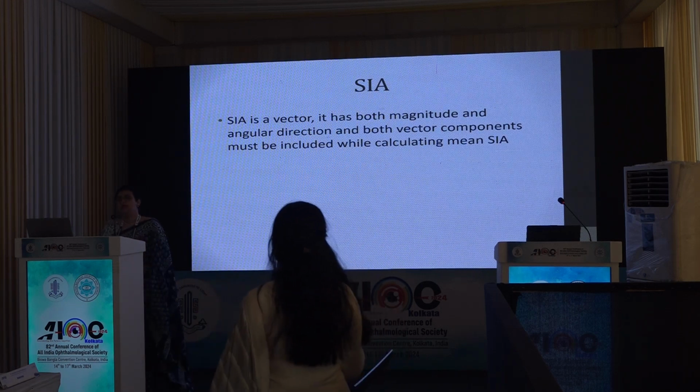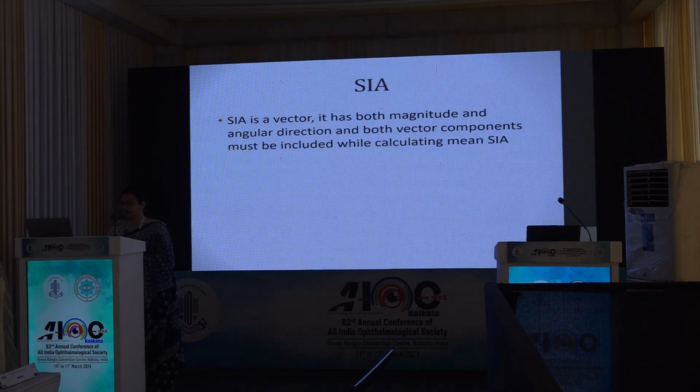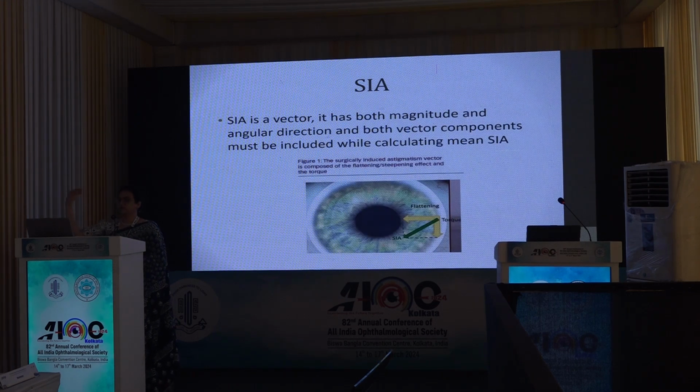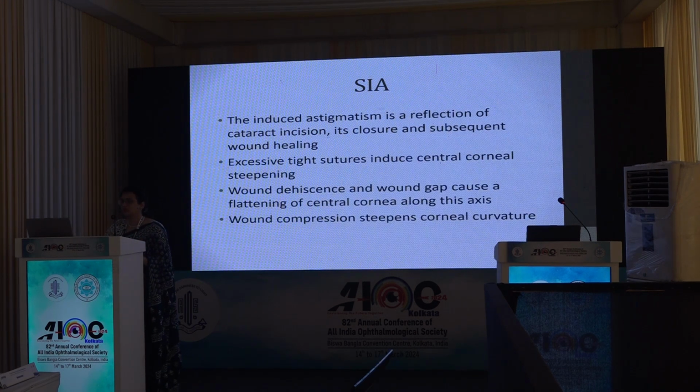So what is SIA? Surgically induced astigmatism is a vector. It has both magnitude and angular direction, and both should be kept in mind while calculating the mean SIA. There is a torque, and flattening or steepening can occur perpendicularly. Depending on both of these factors will be the surgically induced astigmatism after the surgical procedure. This is the astigmatism excluding any corneal astigmatism which the patient already has.